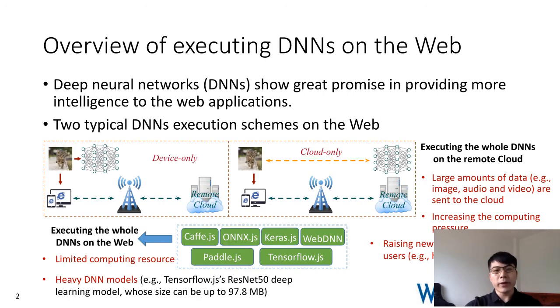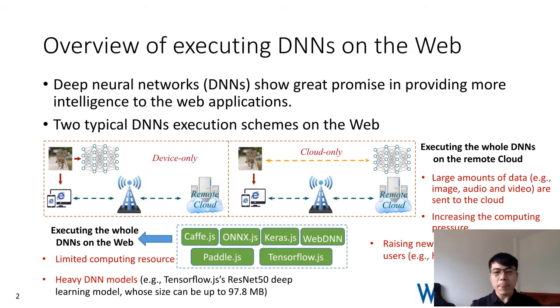For slide 3, as we all know, deep neural networks, as a representative way of achieving artificial intelligence in numerous applications, also show great promise in providing more intelligence to web applications. As shown in the figure, there are two typical DNN execution schemes on the web. The first approach is executing the whole DNN on the web via JavaScript and WebAssembly, such as TensorFlow.js, Keras.js, WebDNN, etc. However, this approach requires a high transmission delay for loading heavy DNN models.